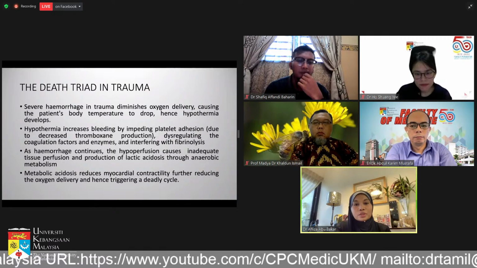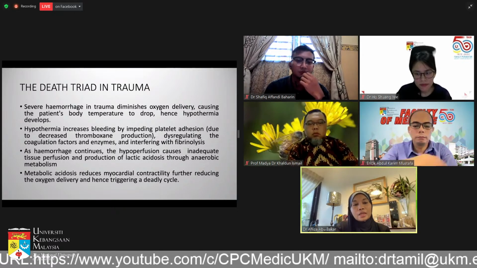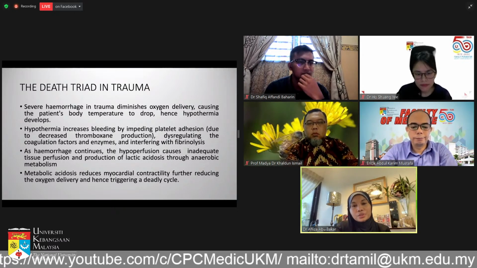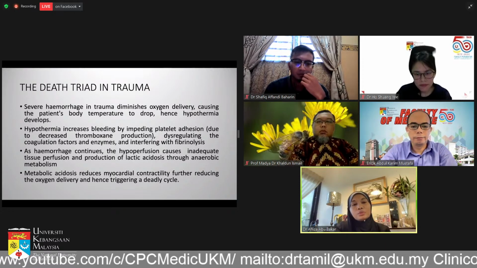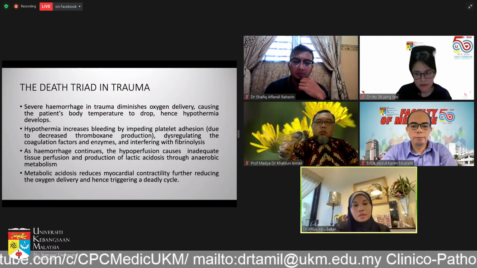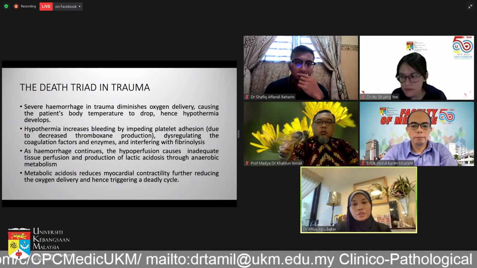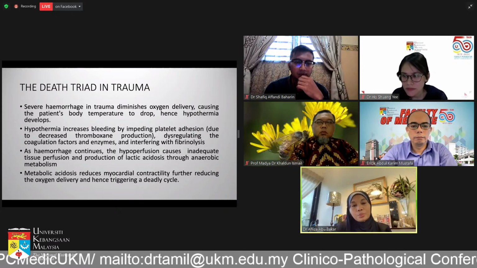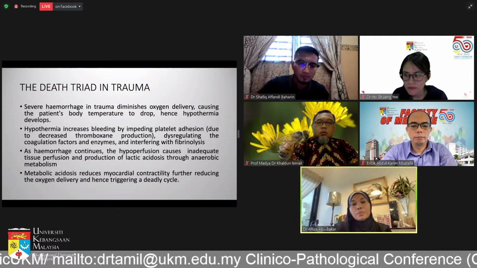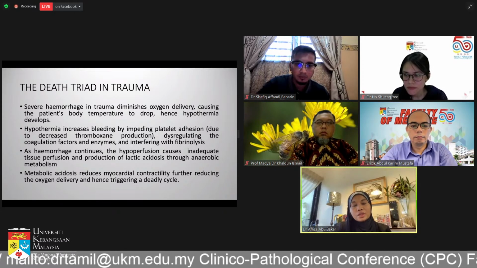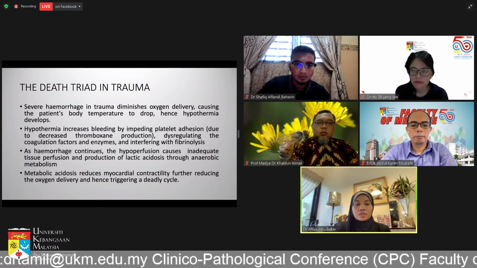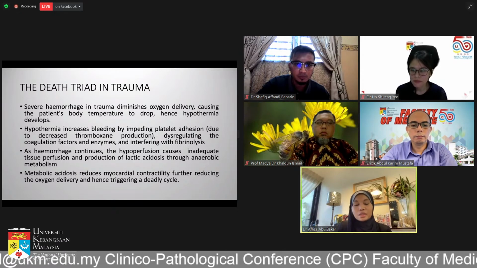As more hemorrhage continues, the hypoperfusion causes inadequate tissue perfusion and the production of lactic acid, and this contributes towards the acidosis that is apparent in the patient. The acidosis with the hypothermia further reduces myocardial contractility, hence worsening oxygen delivery to the tissue, and the cycle continues.